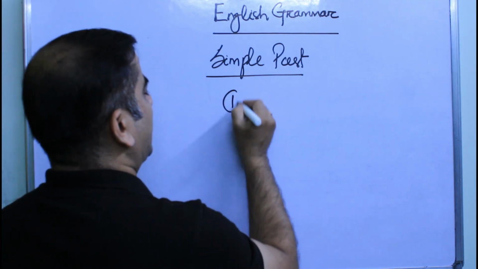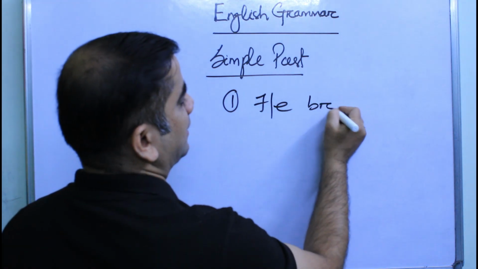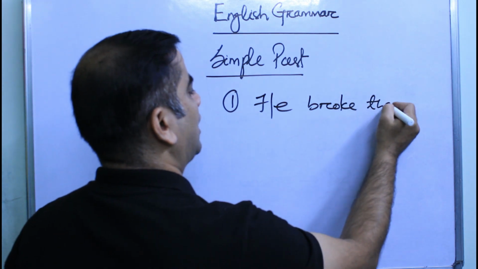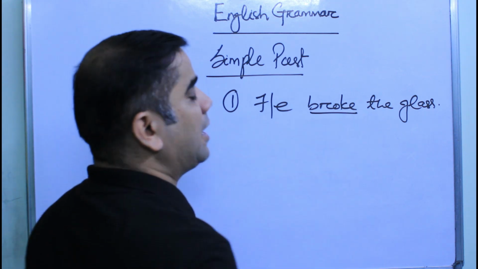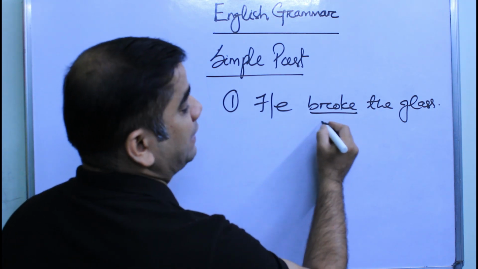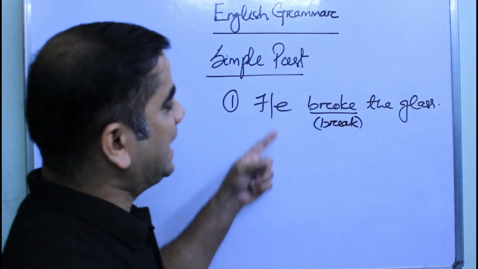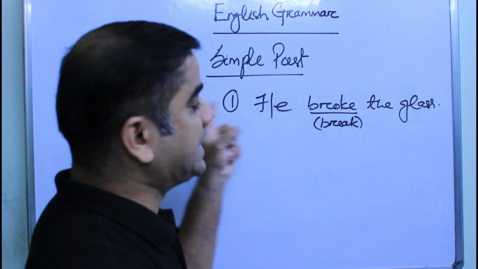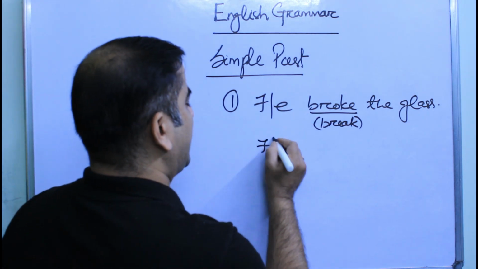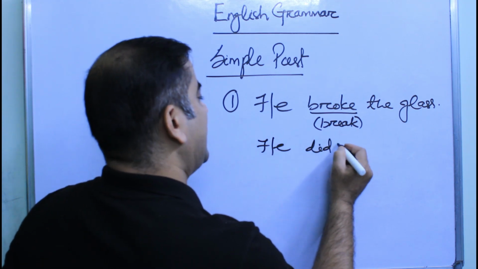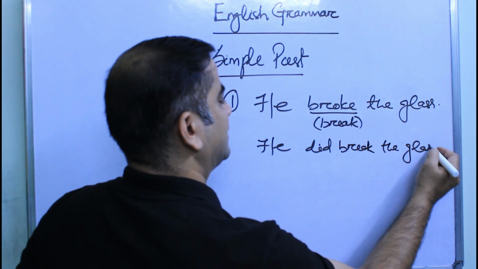Suppose there is an affirmative sentence. He broke the glass. In this sentence, broke is the V2 form of the V1 break. So why is it broke over here? Because it is in simple past tense and did is associated with it. That means it is actually he did break the glass.